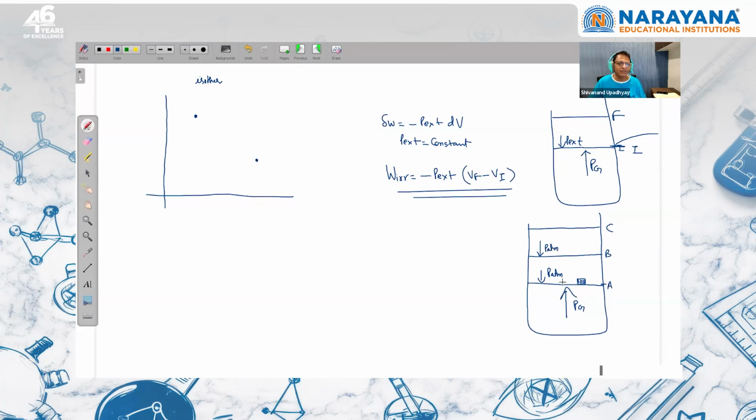So finally what will happen is that this piston will go and stop here, where the final pressure of the gas is equal to atmospheric pressure. So here this is an irreversible process in which the external pressure is P atm plus the pressure due to mass M, and this is also an irreversible process because here also the external pressure is constant. So it is a sum of two irreversible processes.